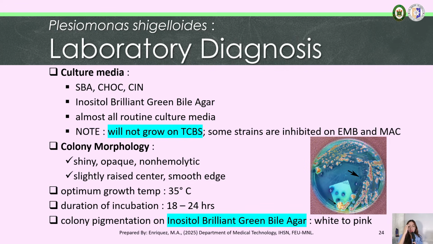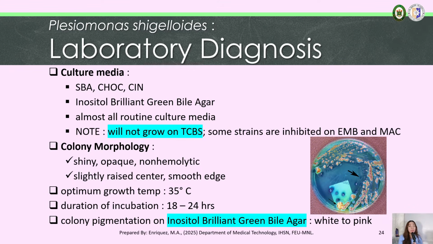Plesiomonas shigelloides will not grow on TCBS, all right? TCBS, or the thiosulfate citrate bile salt sucrose agar, is the culture media typically used for the selective and differential isolation of Vibrio species. Okay, so ulitin natin, hindi po tutubo ang Plesiomonas shigelloides dun sa culture media na ginagamit for Vibrio.